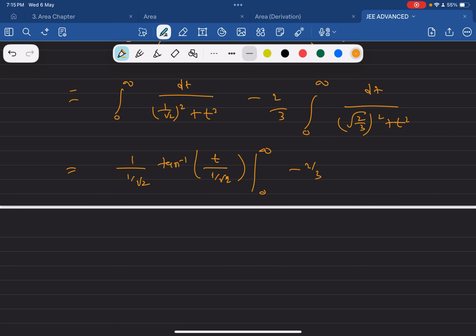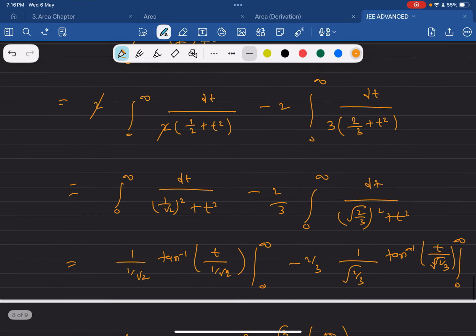Minus 2 by 3. Again same process. 1 by a, and then tan inverse x by a, meaning t by a, from 0 to infinity. Now this will be root 2. Tan inverse infinity will become pi by 2, and tan inverse 0 will become 0, minus 2 by 3 into root 3 by 2, and same process here also. So we are going to get here pi by 2. Correct or not?